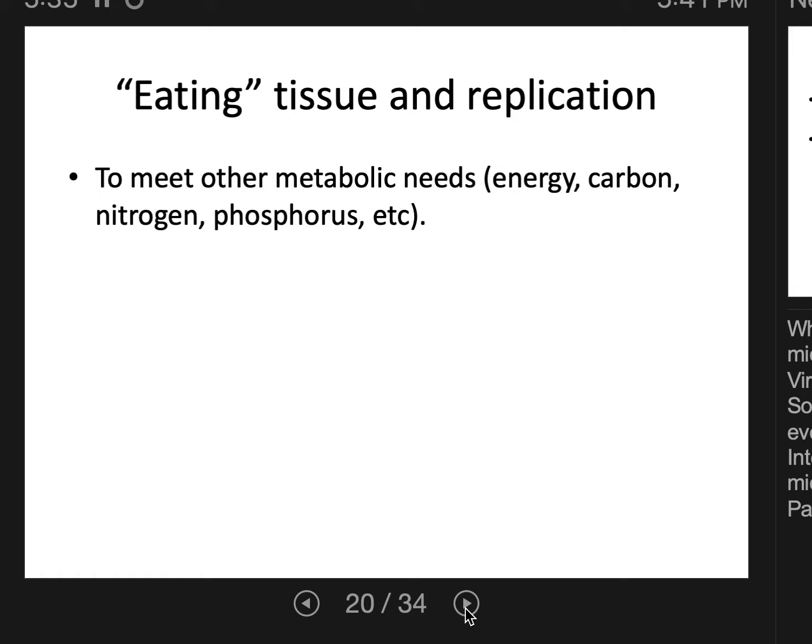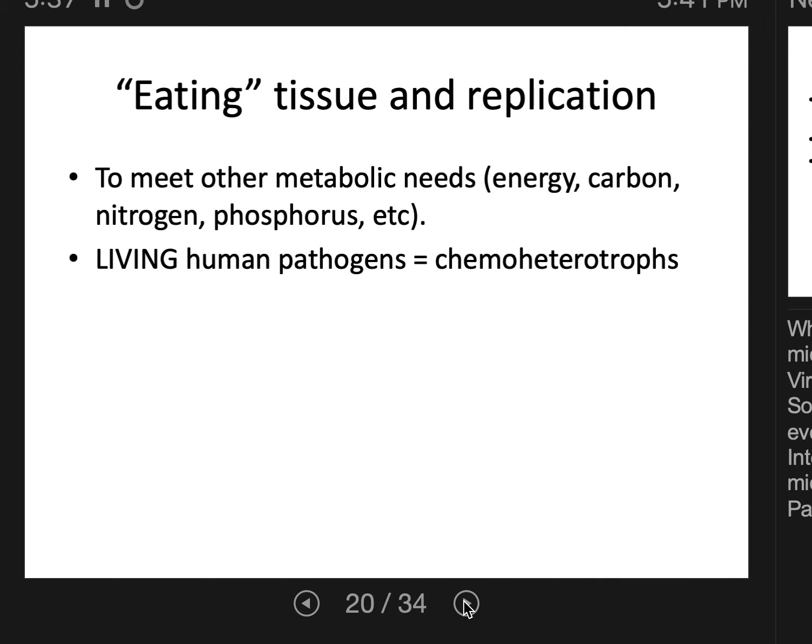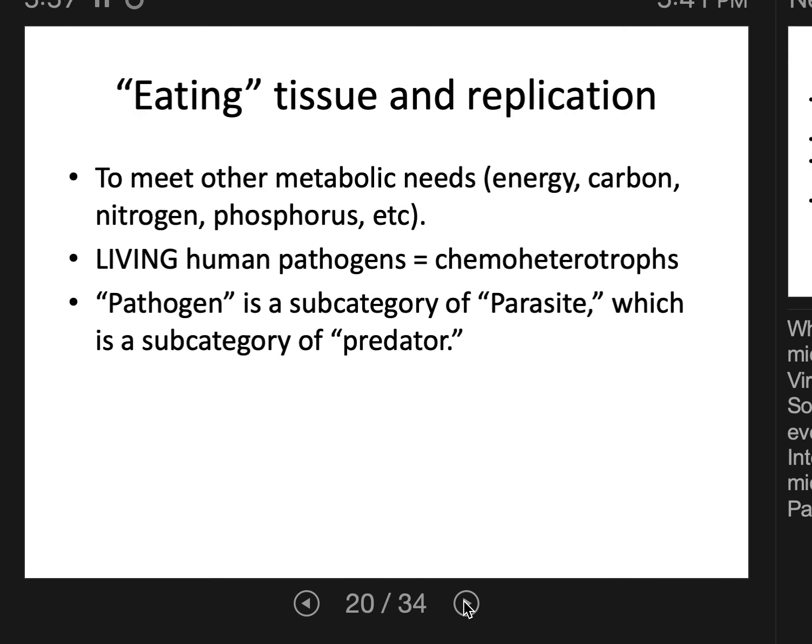Okay? So living human pathogens are chemoheterotrophs. They get nutrients and energy from the organic molecules found in your body. So by breaking down your cells, by breaking down cellular products, those are the places that a lot of those pathogens are getting their nutrients and their building materials. So pathogen, remember, is a subcategory of parasite. So pathogen and parasite are actually interchangeable terms. There's not a clear distinction between them.